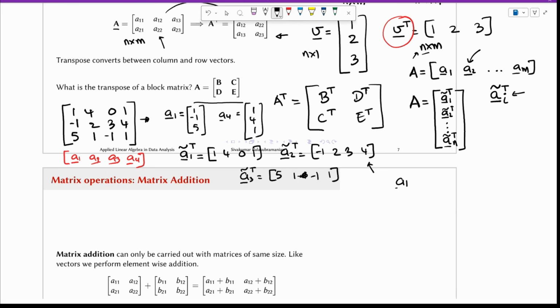What is A1 tilde? You understand the question? I'm representing the first row as the transpose of A1 tilde. So what must A1 tilde be then? Yes, it will be a column vector 1, 4, 0, 1. So your Ai tildes essentially represent the ith row of a matrix A, except in column form. And we will use the transpose operation to represent the row.